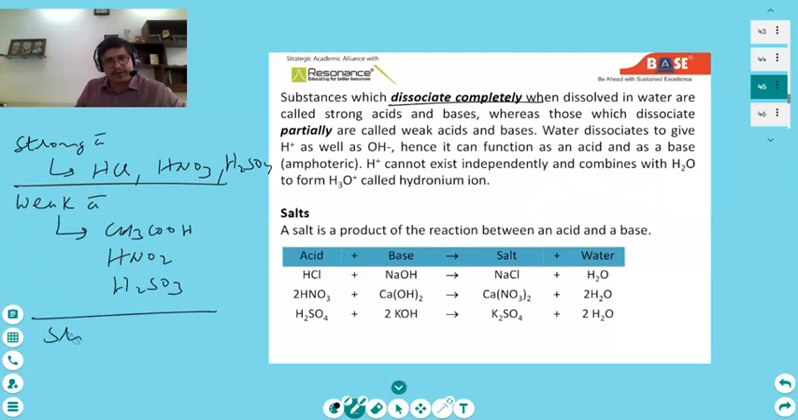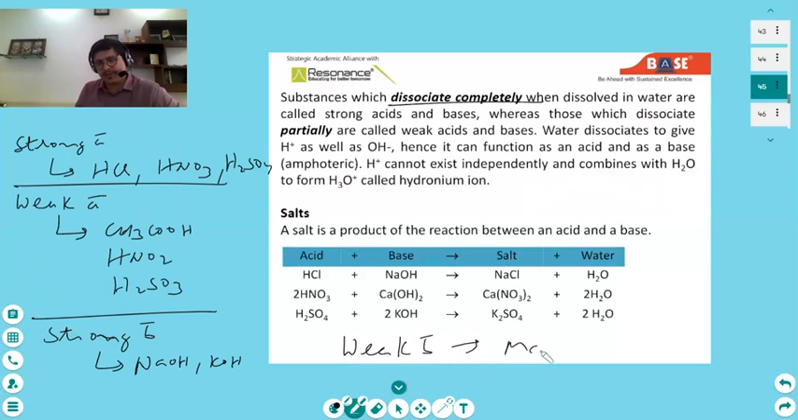Similarly, we can write strong base. So strong bases are NaOH, that is your sodium hydroxide, and KOH. And there will be a weak base group also. So weak bases are magnesium hydroxide, Mg2+ with OH- 2 times, and aluminium hydroxide.